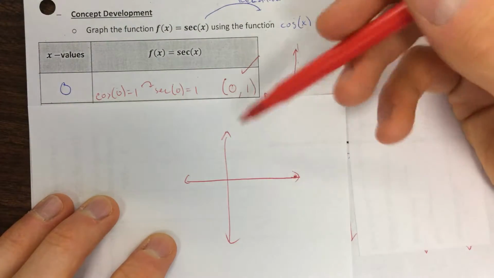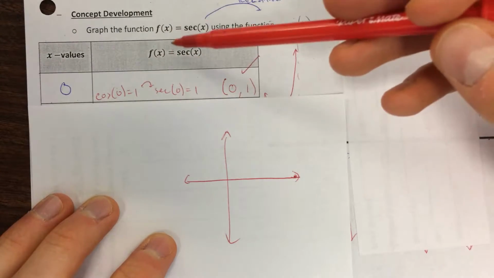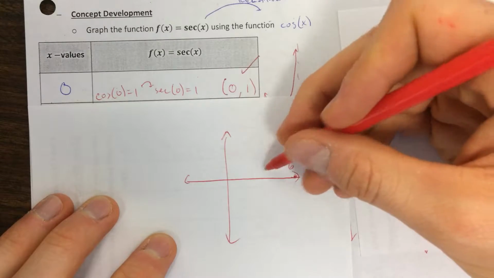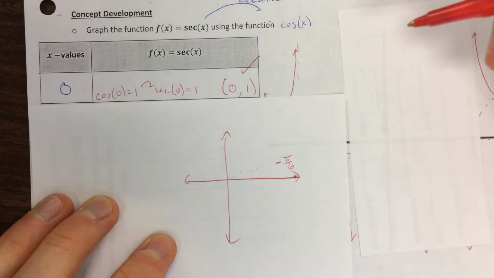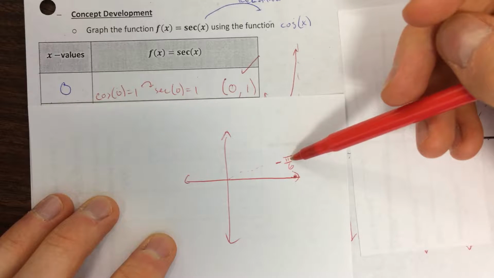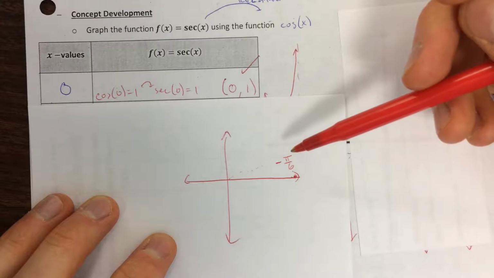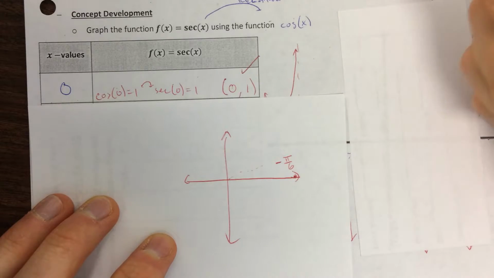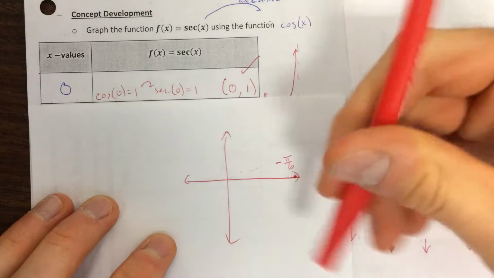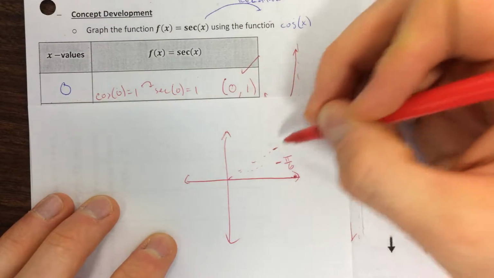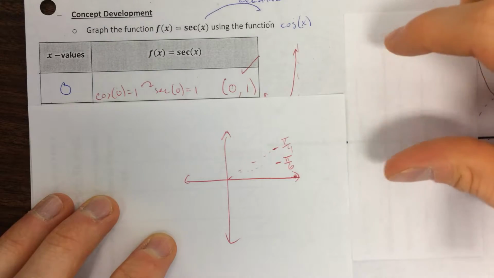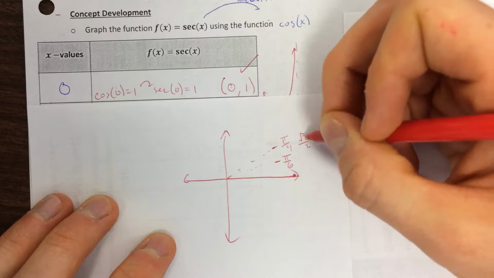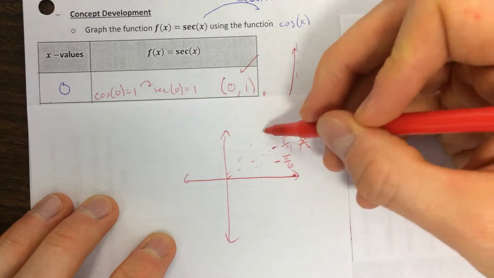Now, around the unit circle, we want to find values that would be easy to take the reciprocal of. The next one would be pi over 6, but cosine at pi over 6 is square root of 3 over 2, and the reciprocal would be 2 over square root of 3. That's not going to be easy to plot, so we're going to skip that one. By similar logic, pi over 4, the cosine value is square root of 2 over 2, so we're going to skip that one as well.